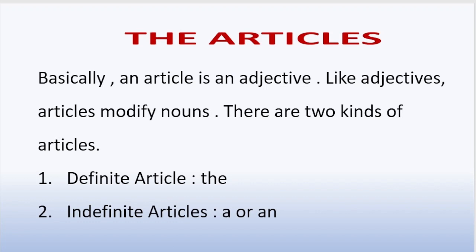Basically, an article is an adjective. Like adjectives, articles modify nouns. We know that adjectives modify nouns. They are describing words. In English grammar, we can find two kinds of articles. Number one, definite article. Number two, indefinite articles. Definite article is the. The is the definite article, and the indefinite articles are two: one is a and the other is an. A or an, they are indefinite articles.